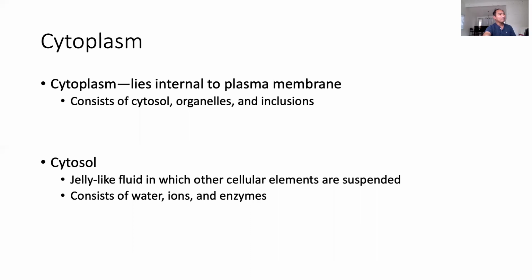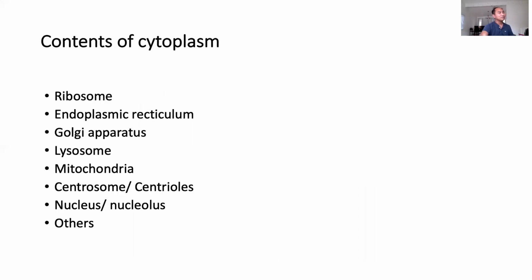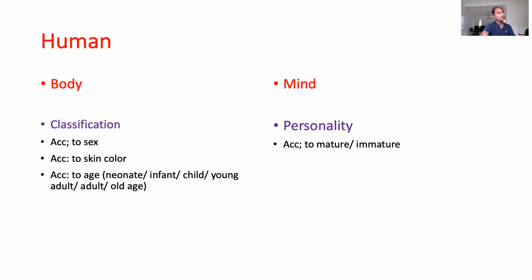Cytoplasm is like a jelly inside the cell membrane. It is filled with the cytosol, which is a jelly-like fluid, within which our mitochondria and nucleus float. The contents of the cytoplasm, I believe that's what we study during the biology class. So let's skip and then try to go and study some anatomy.